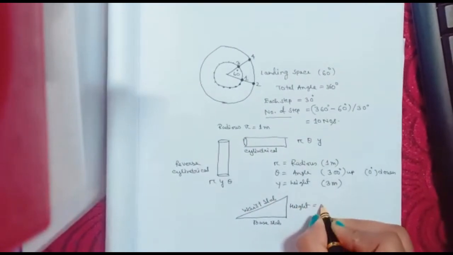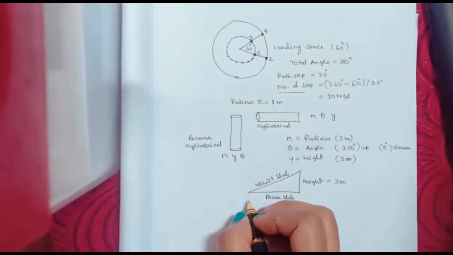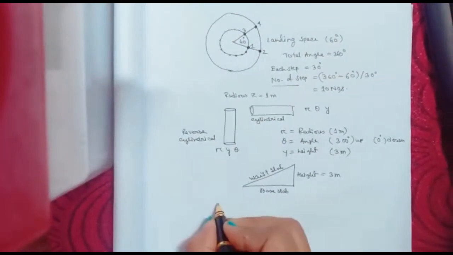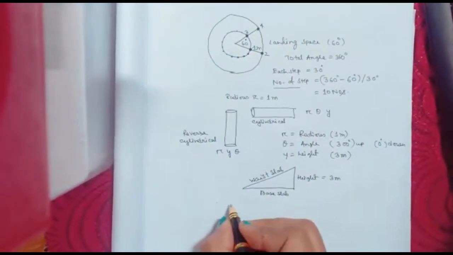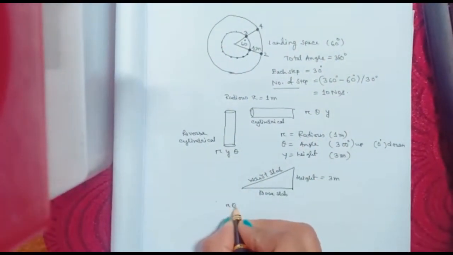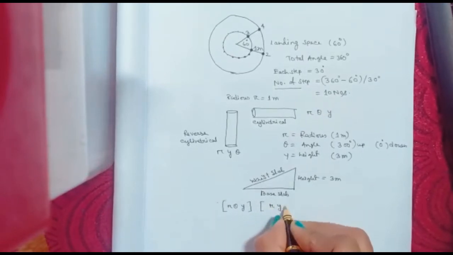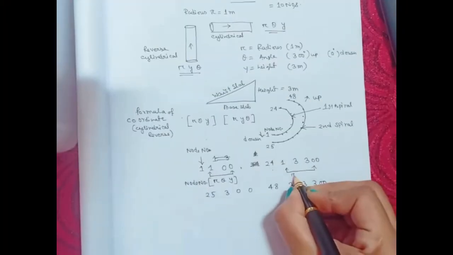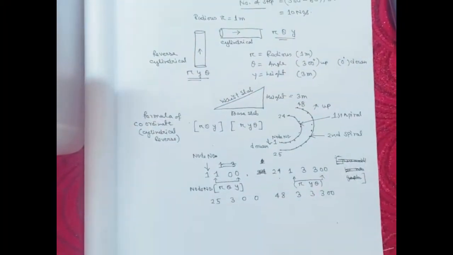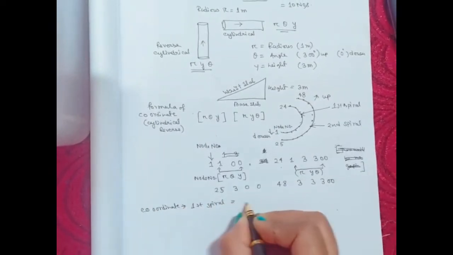And before, we have to specify the node number. See, the node number is 1, so the radius is 1 and theta is equal to 0 and y is equal to 0 for the first spiral. And the next spiral, the next node number will be 24 and the radius will be 1 and the height will be 3 and the angle will be 300.